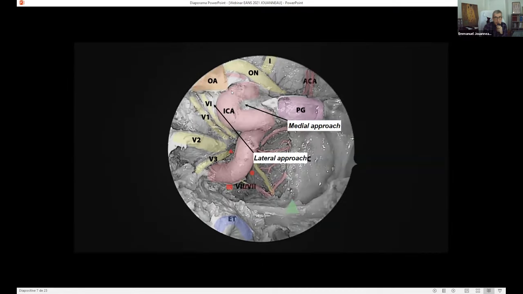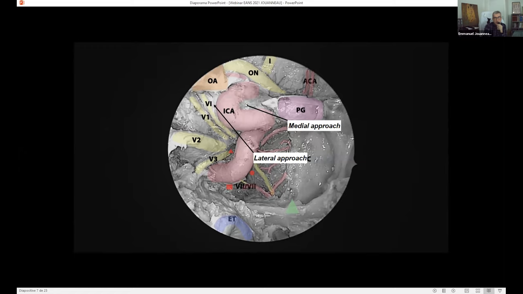So here is the picture that I previously showed you, Timothy. You have the pituitary fossa, the pituitary gland. You are inside the sphenoid sinus. You have the cavernous sinus, the loop of the ICA. And here is the lateral compartment of the cavernous sinus.